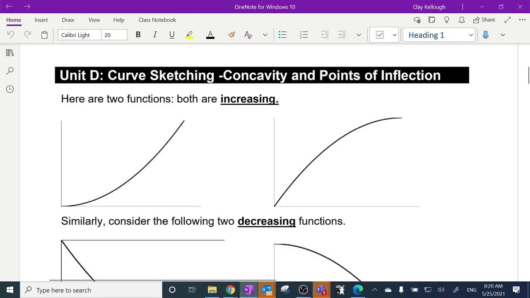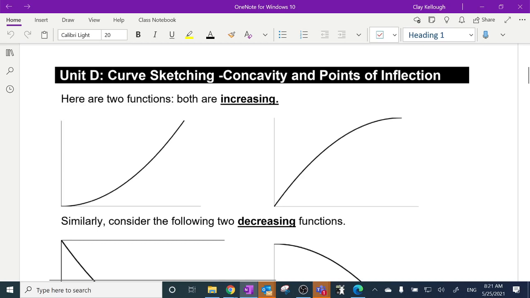Okay, so there are two functions, left and right here, and it says both of them are increasing, which is true, right? They're both going up forever. We're going to assume that this won't curve downward at any point. It is increasing, just flattening out a little. This one, of course, is increasing differently. They are different. They're both increasing.